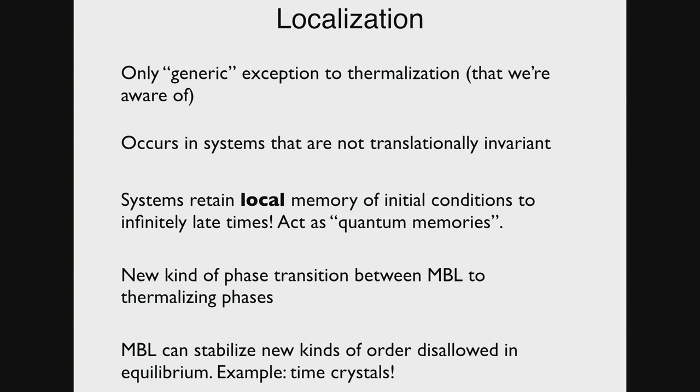And by localization, what we now mean is that the system retains local memory of its initial conditions out to infinitely late times, okay? So we define thermalization as this idea that if you probe local observables, those relax to thermal equilibrium and forget about any non-genericity in the initial state at late times. In these localized systems, local memory about initial conditions persists forever. So that's really special. It acts like a kind of quantum memory. You can just prepare this crazy state, and locally it will remember what you prepared.